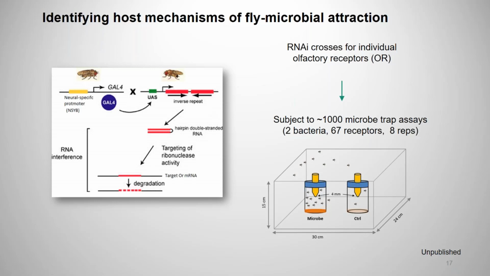There are roughly 67, actually more than 67, like 70 olfactory receptors in Drosophila. So we were able to knock down those receptors and see how the fly would change its behavioral tendency towards these microbes. We set up over 1,000 of these traps testing Acetobacter and Lactobacillus, and we knocked down every one of these olfactory receptors and saw how the flies became trapped in these assays.